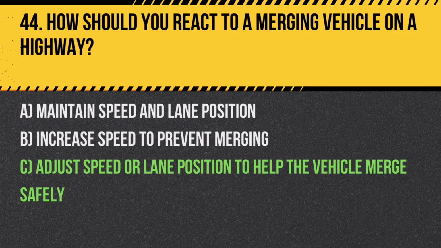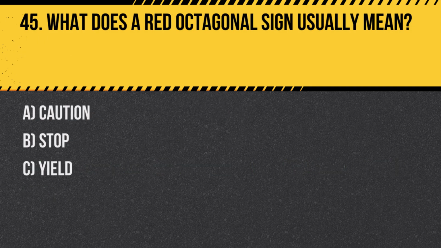Answer C. Adjust speed or lane position to help the vehicle merge safely. Cooperative driving ensures safer merging for all vehicles on the highway. Question 45. What does a red octagonal sign usually mean? A. Caution. B. Stop. C. Yield.